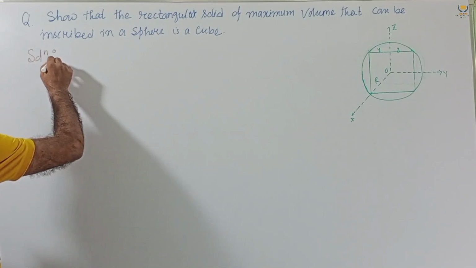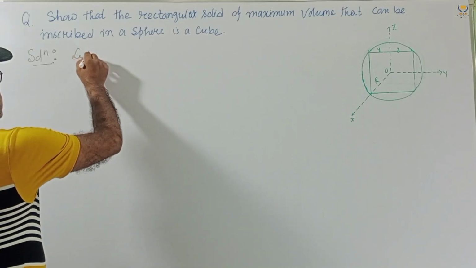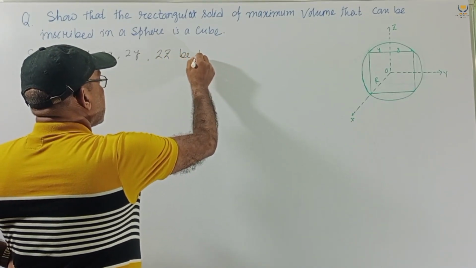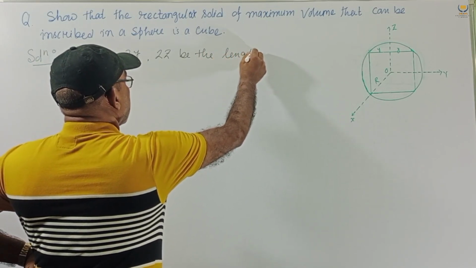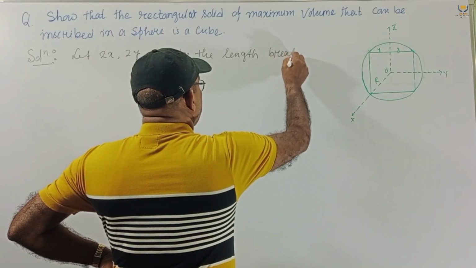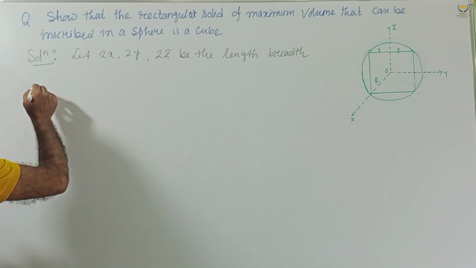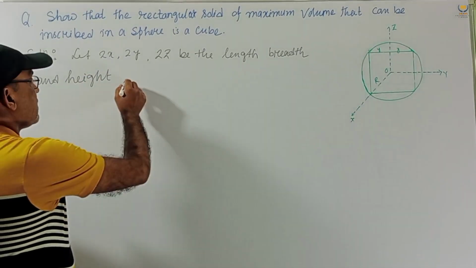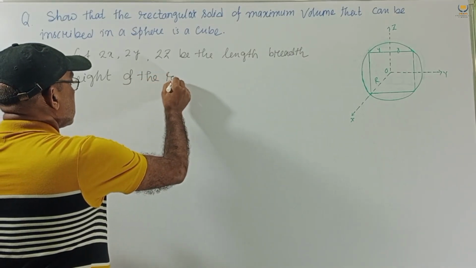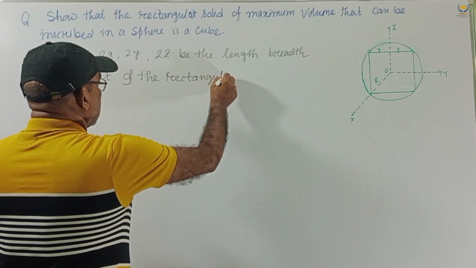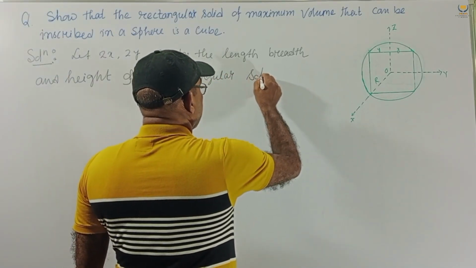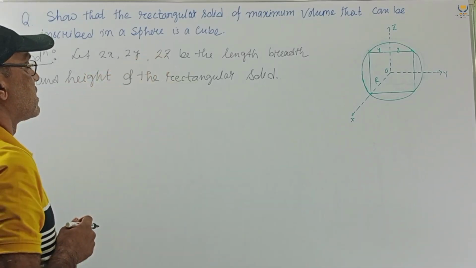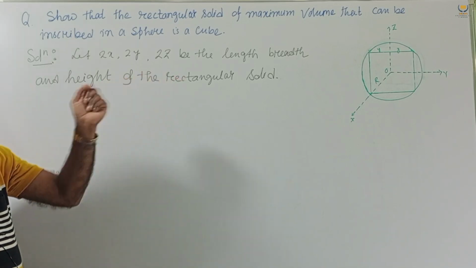Now the solution. Let 2x, 2y, 2z be the length, breadth and height of the rectangular solid. We consider the length is twice x, the breadth is twice y, and the height is twice z. This is the rectangular solid whose length, breadth and height are given.